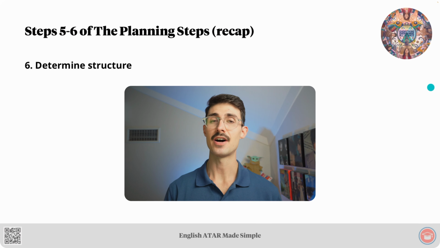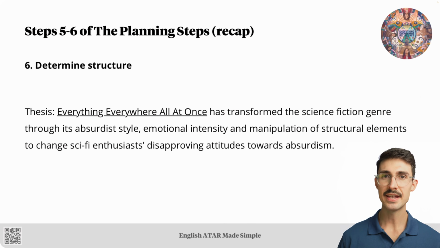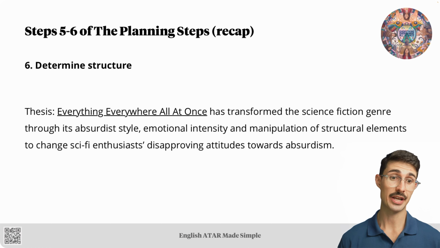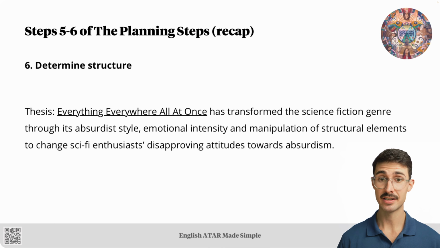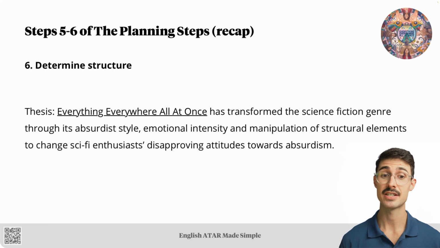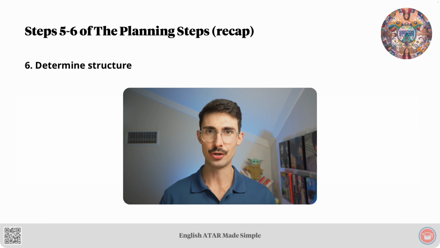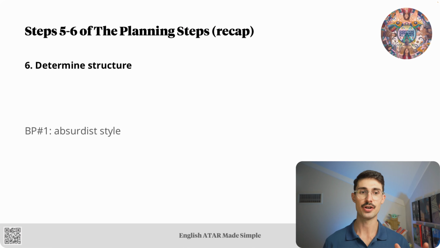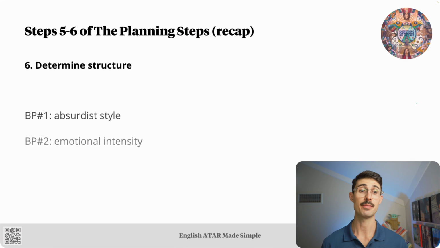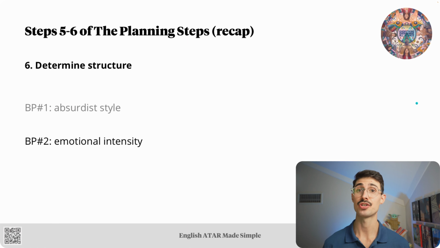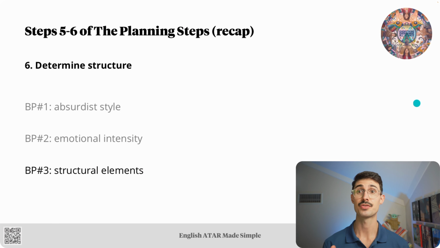Moving on to our final step, step number 6. Our thesis for this question is as follows. Everything, Everywhere, All at Once has transformed the science fiction genre through its absurdist style, emotional intensity, and manipulation of structural elements to change sci-fi enthusiasts' disapproving attitudes towards absurdism. As this thesis alludes to, body paragraph 1 will focus on the movie's absurdist style, body paragraph 2 will focus on the emotional intensity, and body paragraph 3 will focus on the movie's use of structural elements.